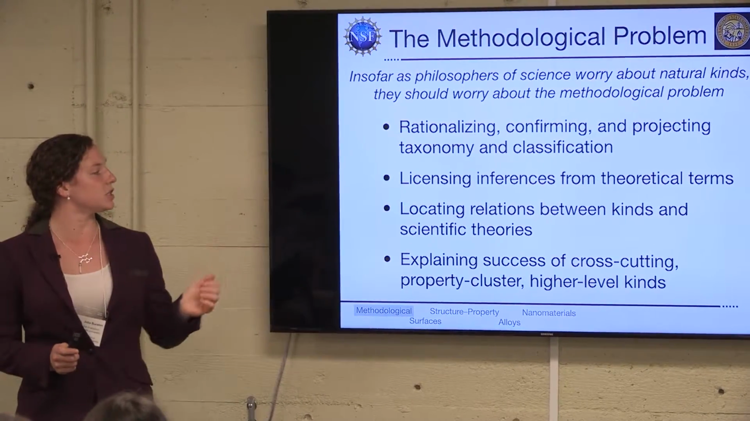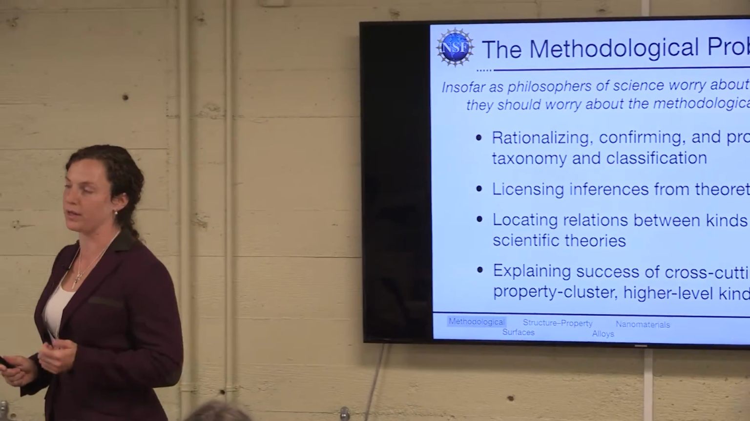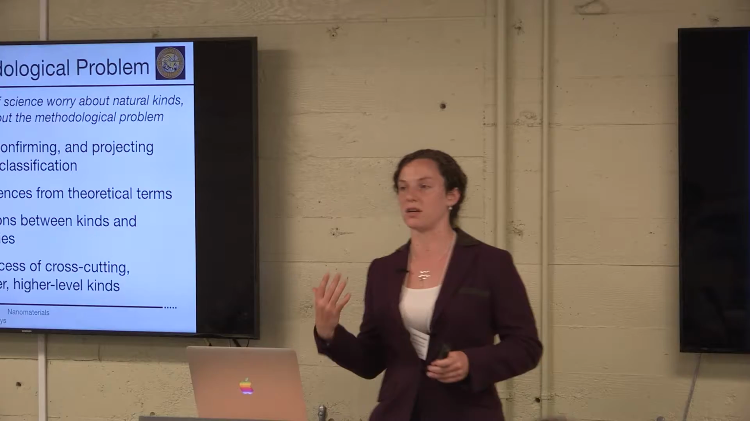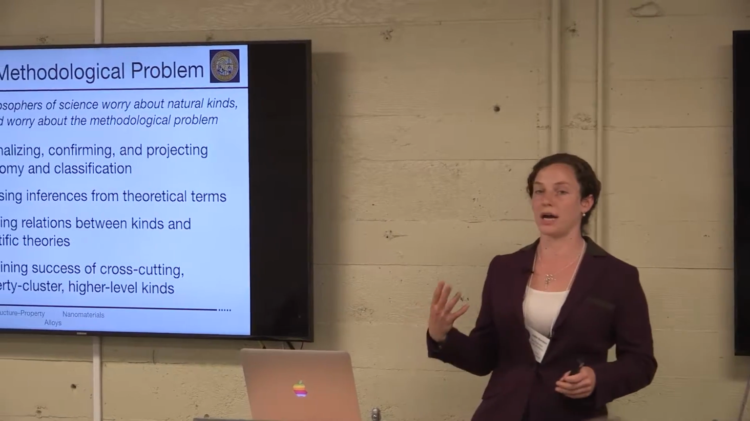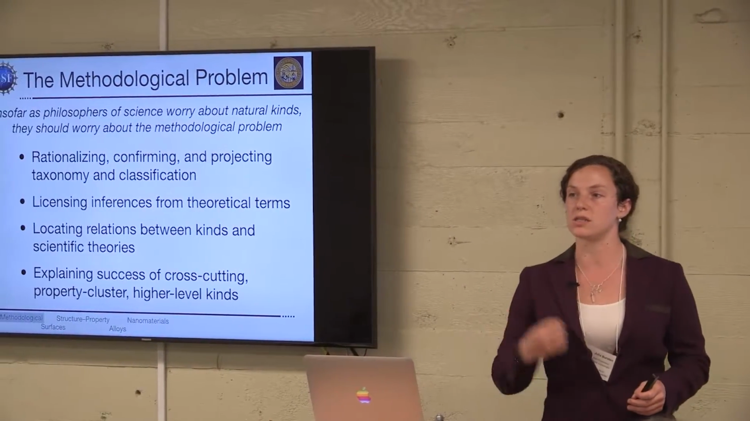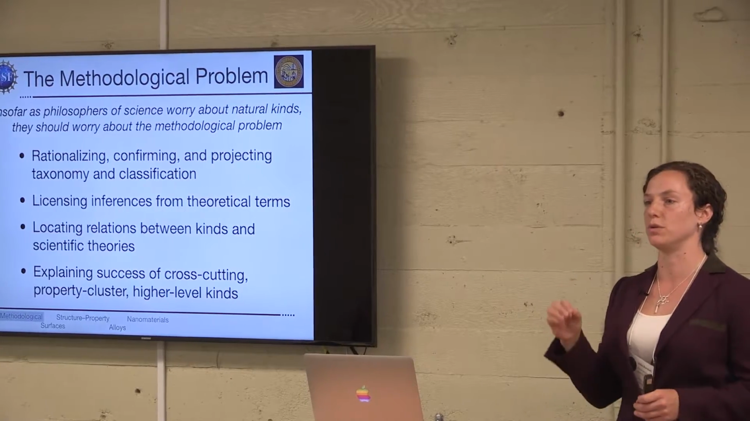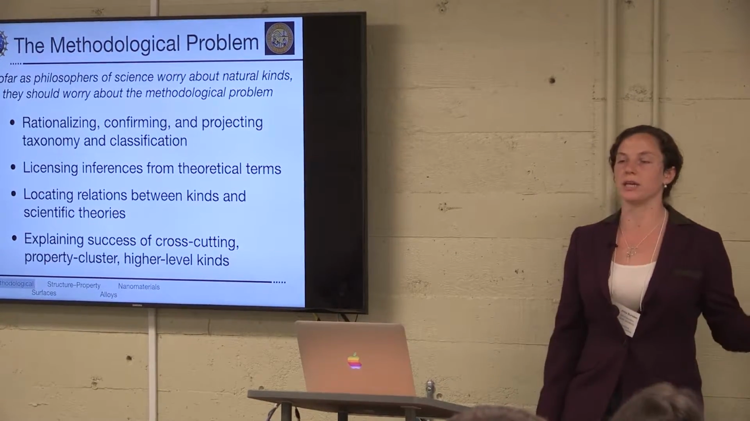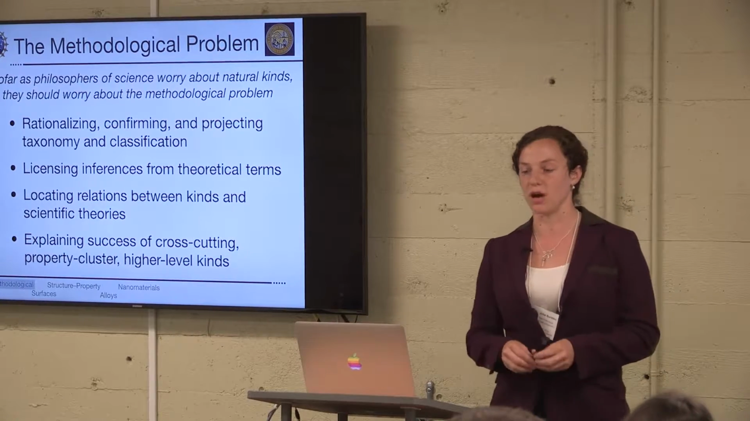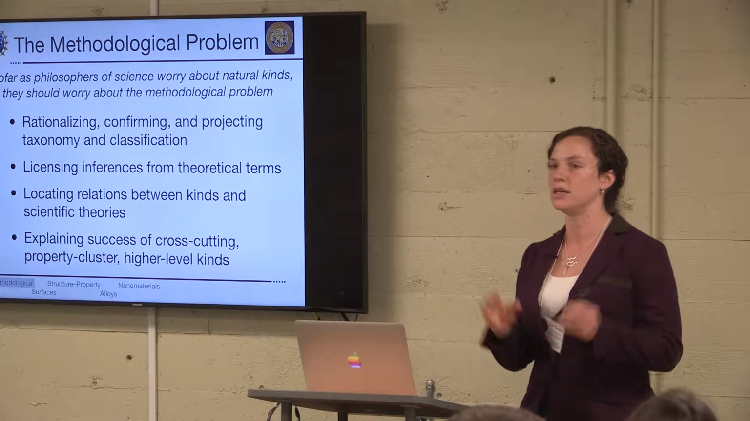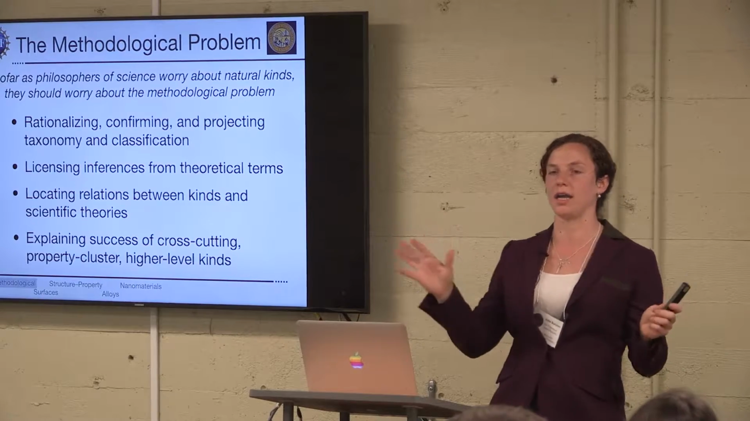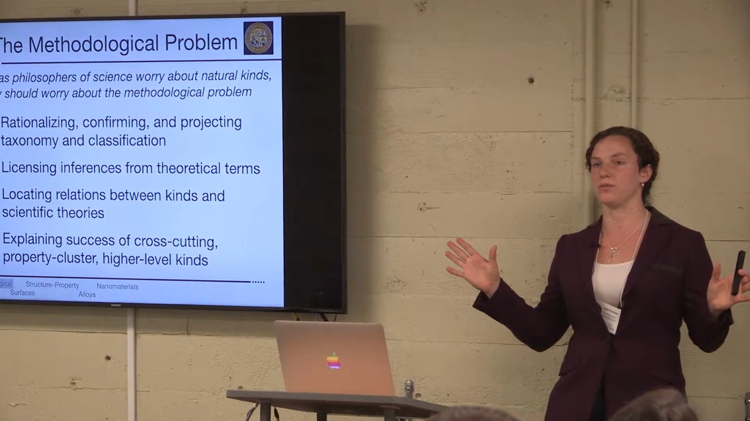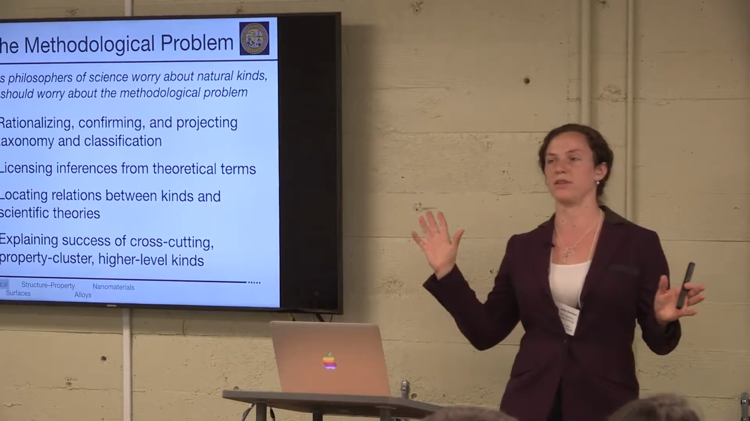And then locating relations between kinds and scientific theories: whether we want our kinds to be the stuff of theories, the stuff that theories are about, or whether we want kinds to be just a stopgap on the way to actual quantified mathematical scientific laws. And then how do we explain the success of things like cross-cutting? Cross-cutting is the ability of a kind to fit into multiple non-mutually exclusive taxonomies or methods of classification.